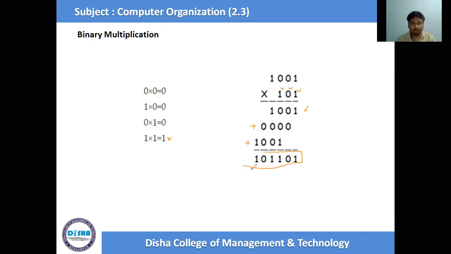Just remember, in the case of multiplication, the result is always 0 if any value is 0. Suppose this is my a value, this is my b value. If either a or b is 0, the result is 0. Any one of a or b, or both being 0, gives the result 0. If both a and b are 1, then the result is 1.